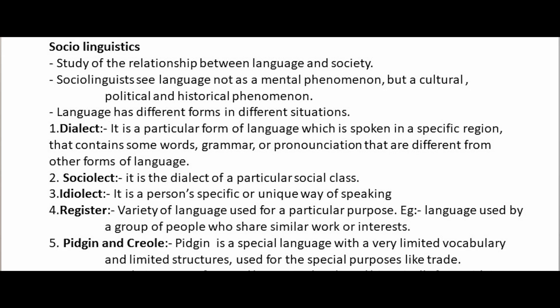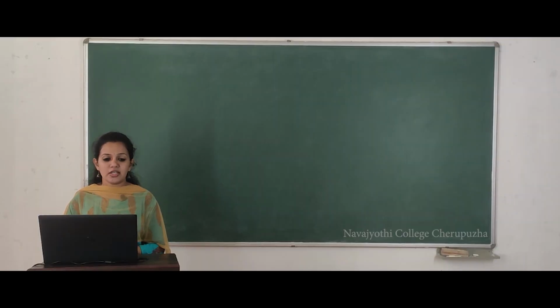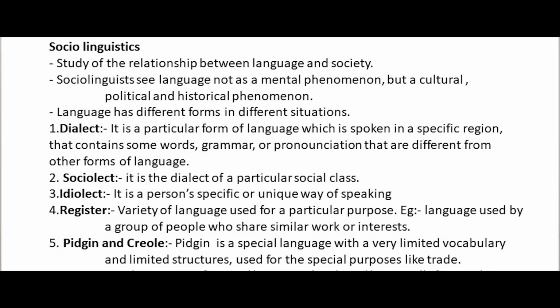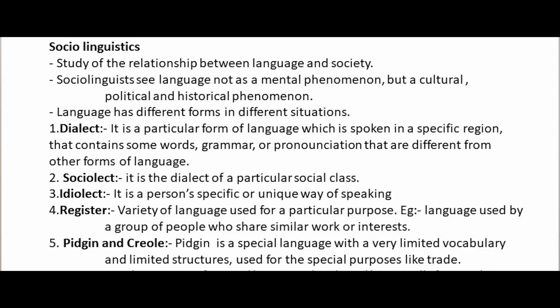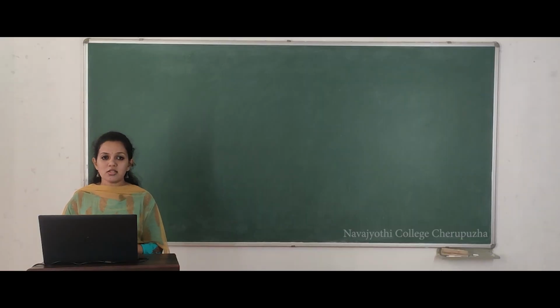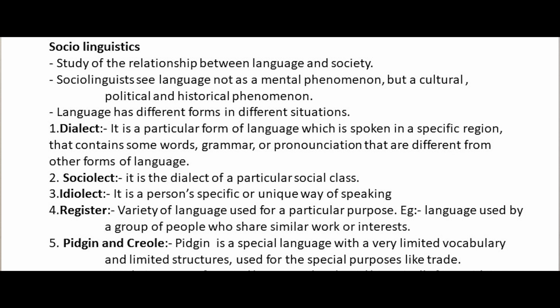There are certain terms related to language variation. The first one is dialect. Dialect is a particular form of language which is spoken in a specific region or by specific social groups that contain some words, grammar and pronunciation that are different from other forms of language. Next one, sociolect. Sociolect is the dialect of a particular social class. And next one is idiolect. Idiolect is a person's specific or unique way of speaking.